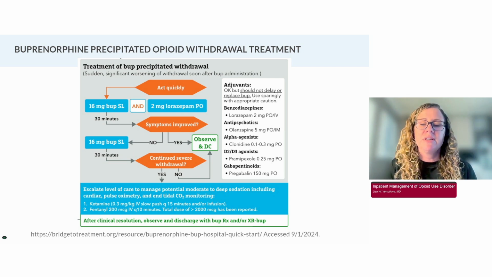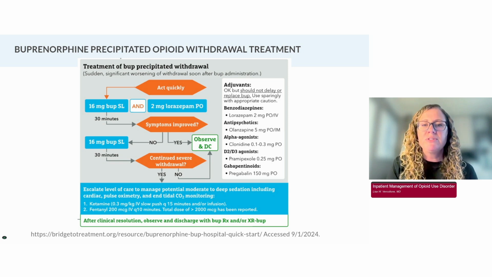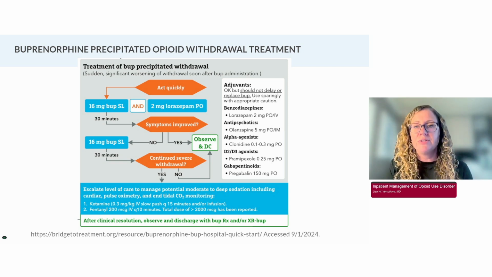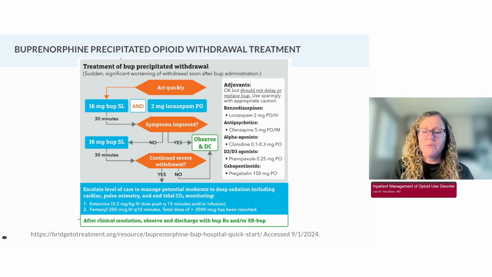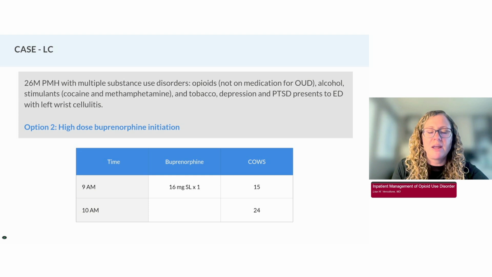And just to note, this is exactly what we're doing when patients have precipitated withdrawal. So in both situations, we're giving higher doses. In both situations, we're giving 16 and then repeating with another 16. So in this situation, this is our patient. And in the initial situation that I presented, the patient's COWS went from 15 to 10 after getting 16 milligrams.